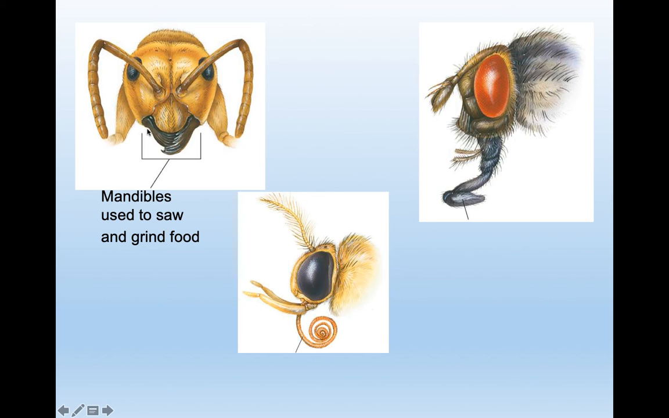This is an ant, and in this case their mandibles are modified to saw and grind at their food. A lot of ants will cut through larger prey if they break down other arthropods for their food. Sometimes some ants break down plant matter, and so their mouth parts are more scissor-like to cut through plant matter. But in any case, they're adapted for the type of food that they eat.